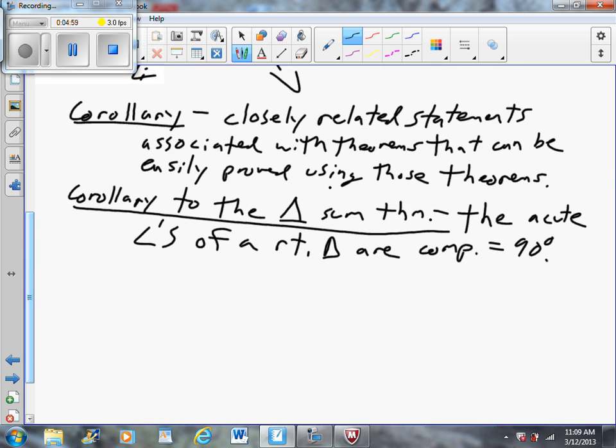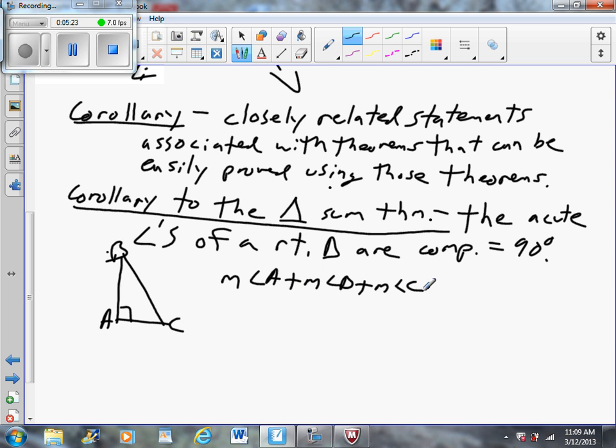So consider right triangle ABC. Okay? Consider right triangle ABC. Now we know from the triangle angle sum theorem that the measure of angle A plus the measure of angle B plus the measure of angle C is going to be equal to what?